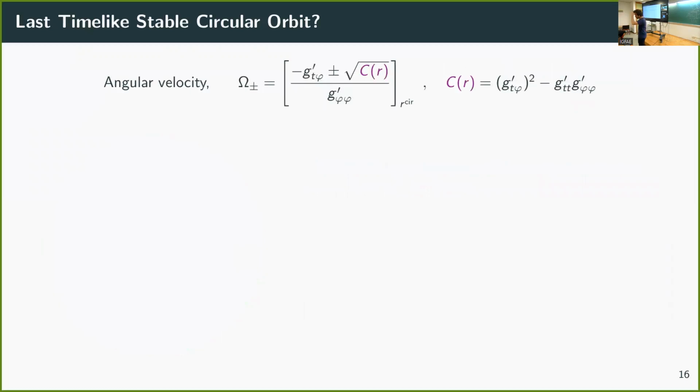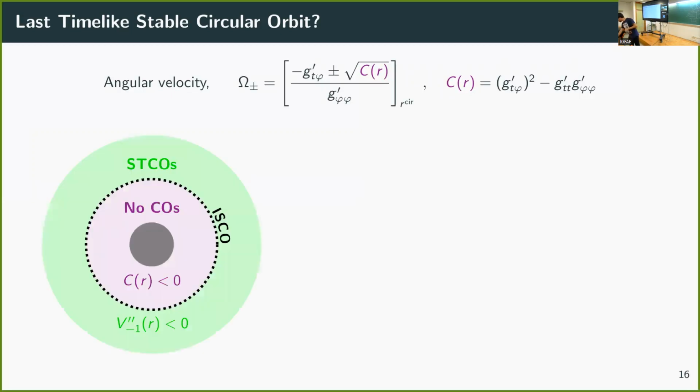However, if you remember from the beginning, when we obtained the expression for the angular velocity, we have this C function. As you can see, it may or may not always be positive. If there's some region where this C function is negative, then the angular velocity becomes complex. And what you find is that in that region, you do not find any type of circular orbits, neither time-like, neither null, neither space-like.